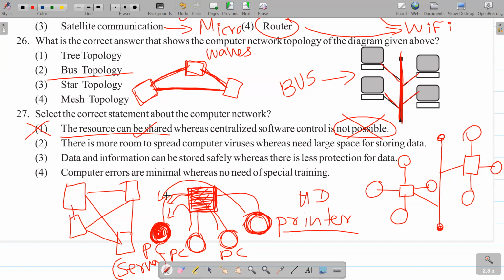And the second one, there is more room to spread computer viruses. Yes, that is true, and it is a disadvantage. Whereas need large space for storing data. Now, needing large space, it is a little bit contradictory.